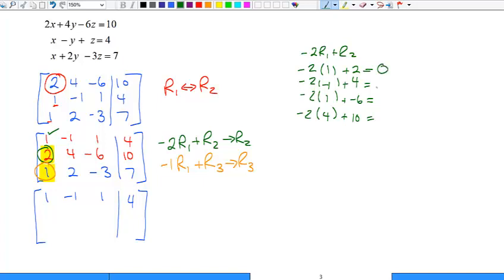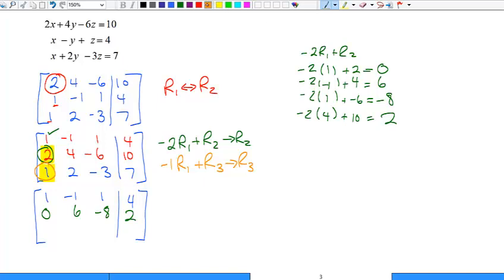Negative 2 plus 2 is 0. 2 plus 4 is 6. Negative 2 plus negative 6 is negative 8. Negative 8 plus 10 is 2. So for my second row, I should have 0, 6, negative 8, and positive 2. No big surprise there. That's what we were trying to have happen.